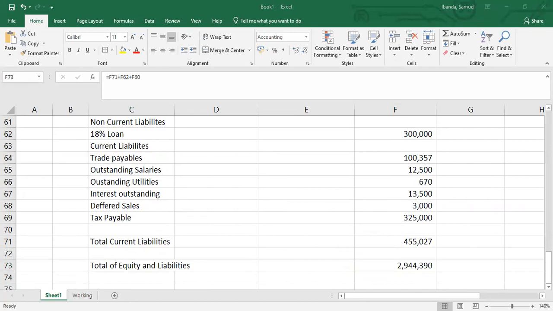The tax payable 325,000 and the 3,000 is okay. The 13,500 for interest was okay. As per what we had, 670, we recorded it. 12,500, and then we have okay.